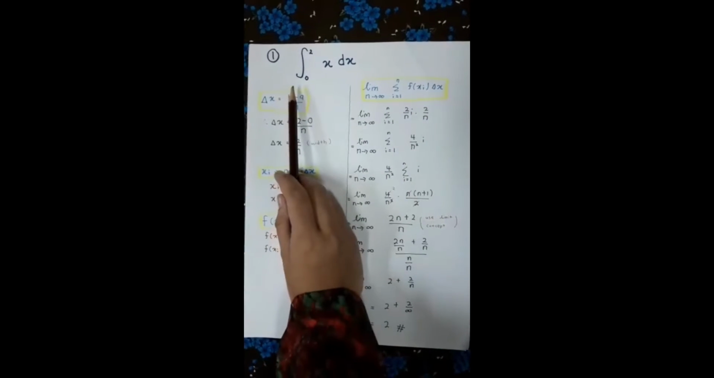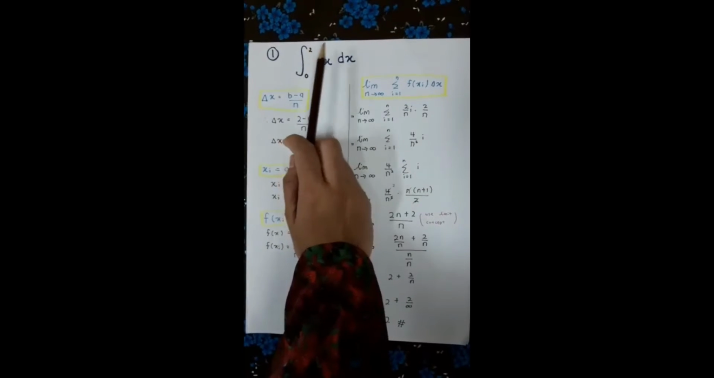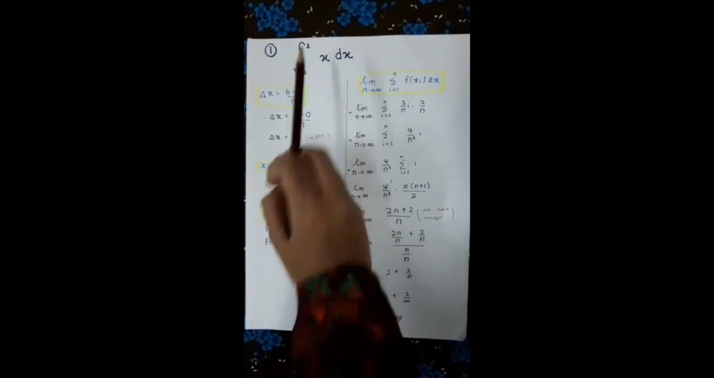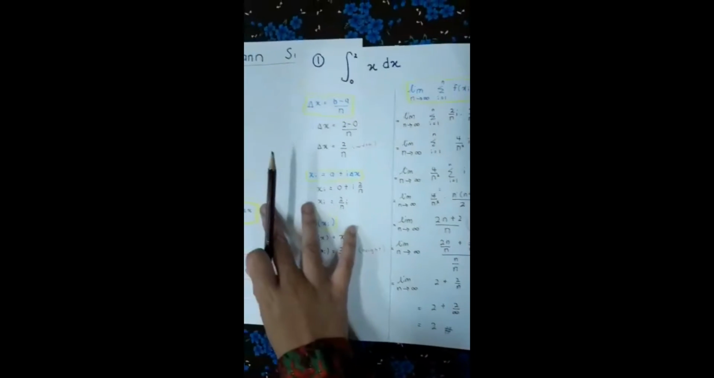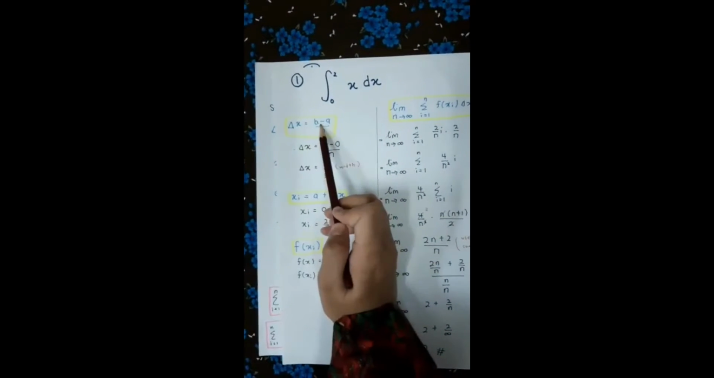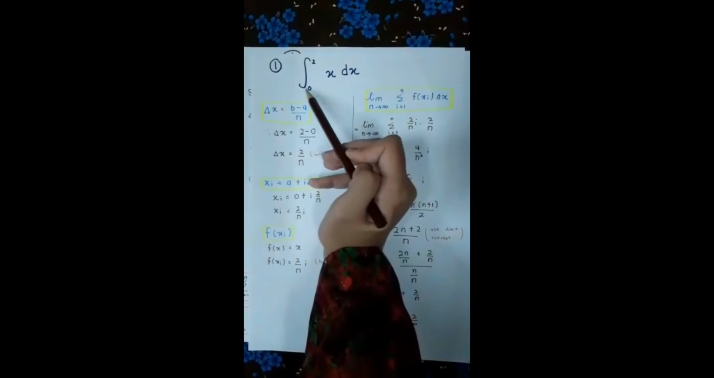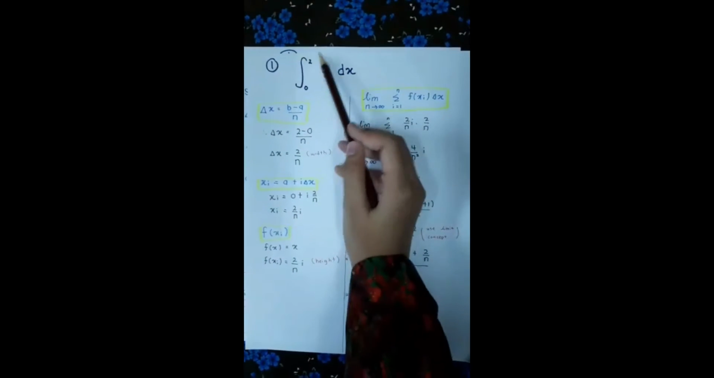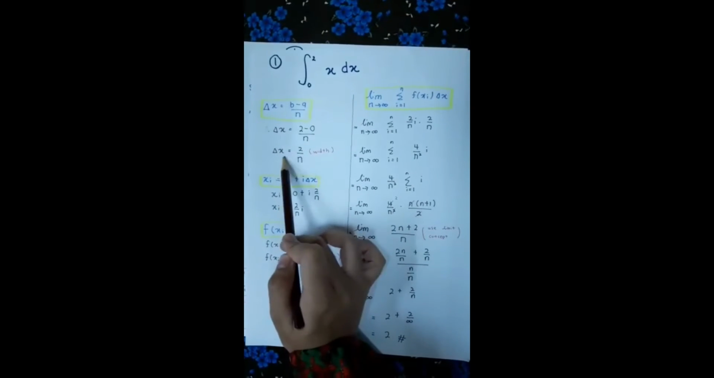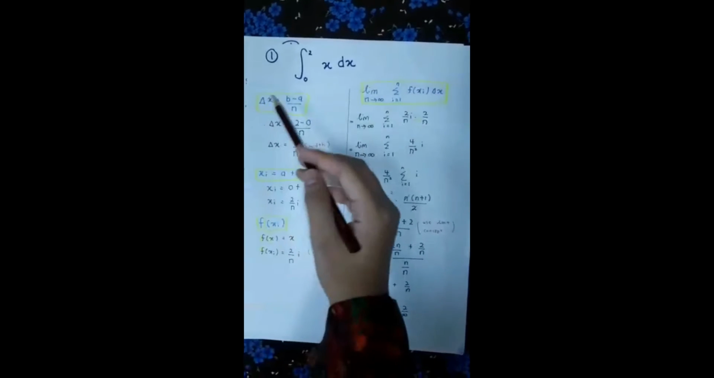For the first example, we are given that we must integrate from 0 to 2 the given function, which is x dx. First of all, we go back to the strategies. The first thing, we must find delta x, which is (b minus a) divided by n. We know that b is the upper limit and a is the lower limit. So b is 2 minus 0 divided by n, and we will get delta x, also known as the width, which is 2 over n. That is our first strategy. We have done the first one.